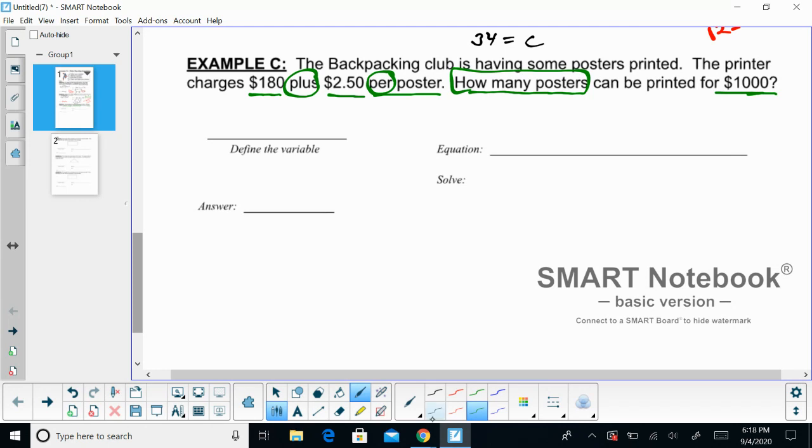We're going to start by defining our variable. The question we're looking for is the number of posters. That's what I don't know right now. So I'm going to use P for my number of posters.